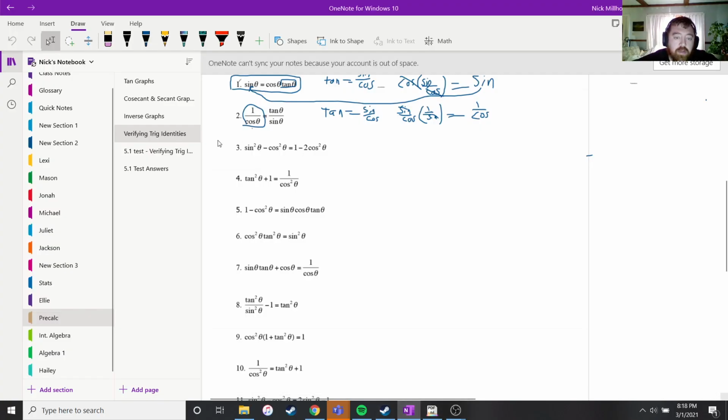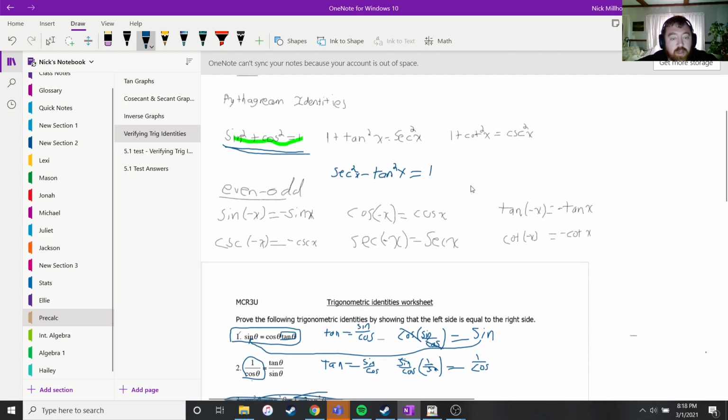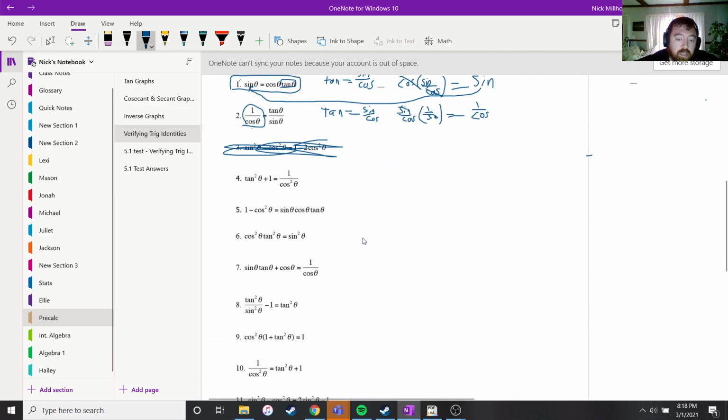Alright, so we're not going to do this one because it is a double angle. That's in your next little unit. But let's keep going. So tan squared plus 1 is equal to 1 over cosine squared. If you look at our stuff here, we've got 1 plus tan squared is equal to secant squared.